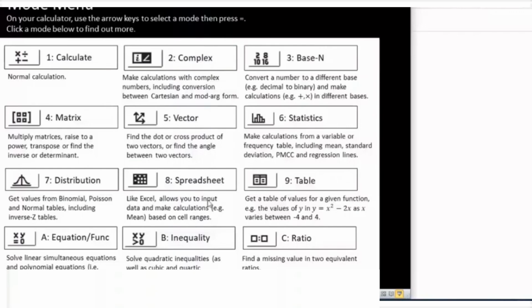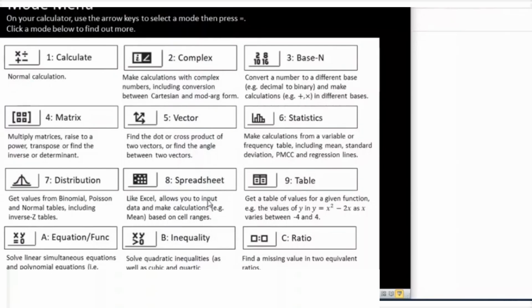In matrix mode, we solve matrices. In vector mode, we solve vectors. In statistics mode, we are able to find mean, standard deviation, that is measures of central tendency. We can also, using the QR code from the measures of central tendency, see the bar charts and the pie charts. In distribution mode, we can solve binomial, Poisson, and normal distributions. Spreadsheet, as I mentioned, is like Excel, and it allows you to input data, make calculations, and solve spreadsheet related functions through the calculator.